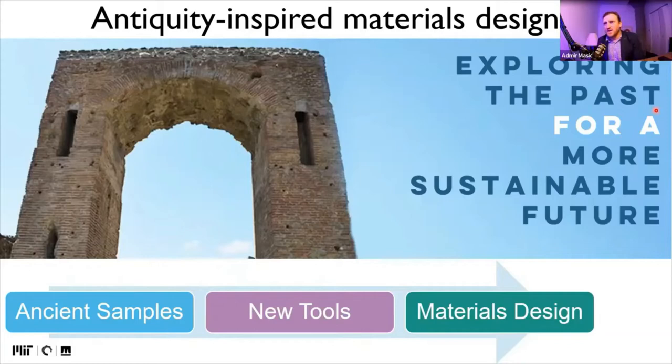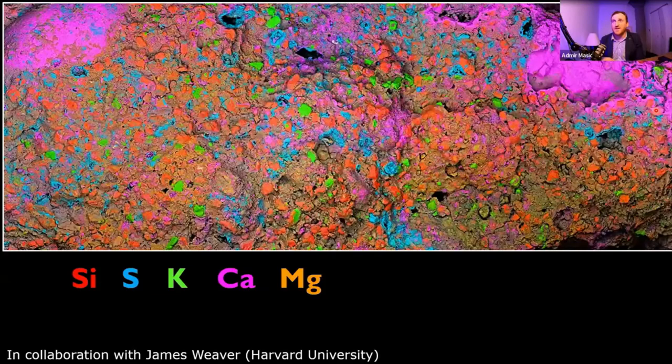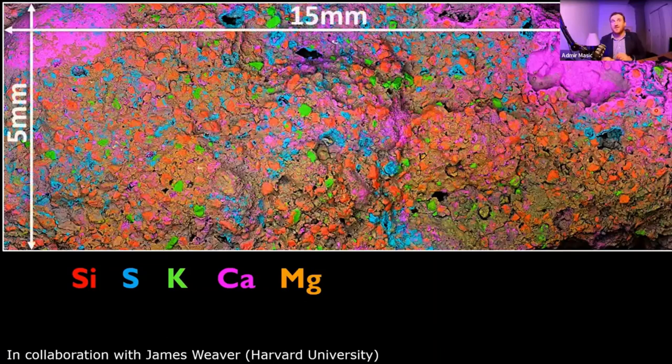And what we do is, we find these ancient samples, marvels, and we use characterization tools to uncover their properties, and then we try to translate these characteristics into new modern materials. Here is an example of ancient Roman concrete that was imaged using instruments we have in our labs. So this is an entire map of elements. You see silicon, sulfur, potassium, calcium, magnesium on a chunk of Roman concrete. It is actually 1.5 centimeters big and half a centimeter in height. So it's a huge image, and it contains a lot of information.